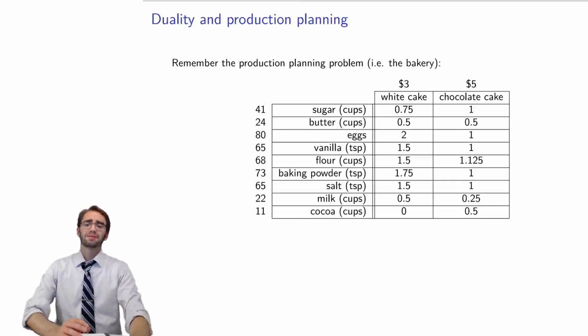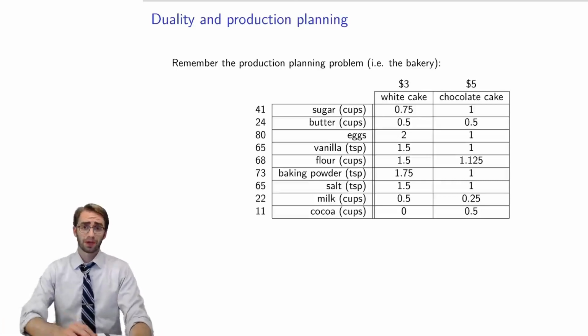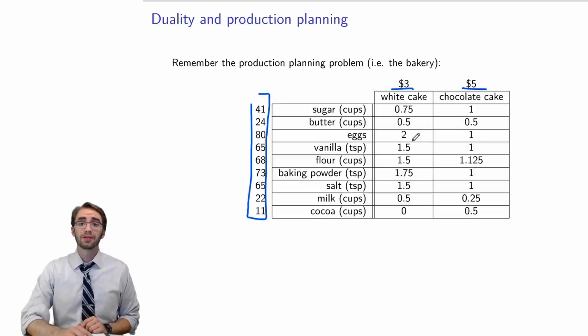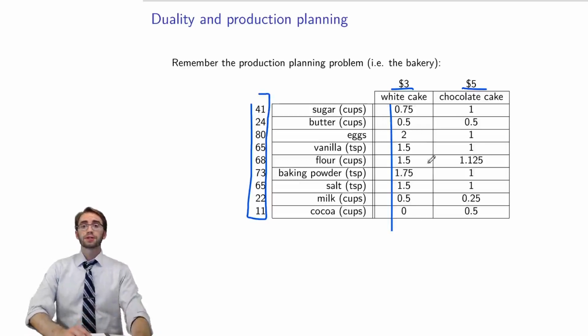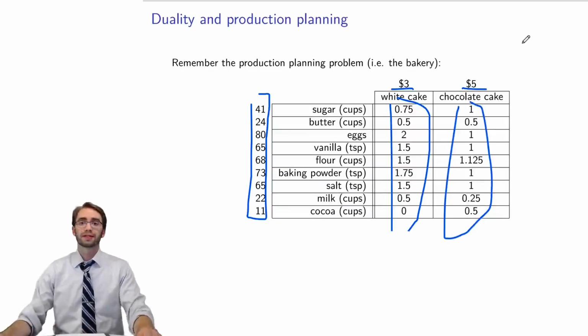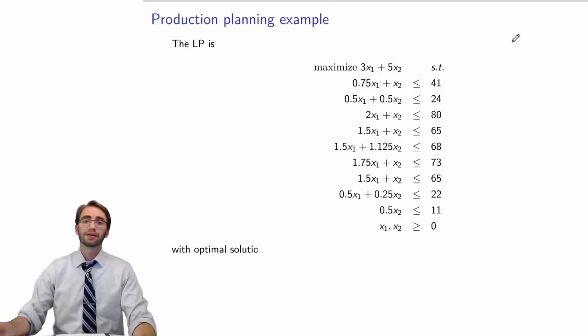So let's try an example of this. The first one will be the production planning problem. Remember this one? This is where you had the baker who was making different kinds of cake. And so we have the ingredient list here. Remember, you have $3 for every vanilla cake, $5 per chocolate cake you can sell. The baker has these amounts of these ingredients at their disposal, and then this is how much of each ingredient the cakes require. Okay, and the linear program for this is, as I'm sure you remember, looks like this.